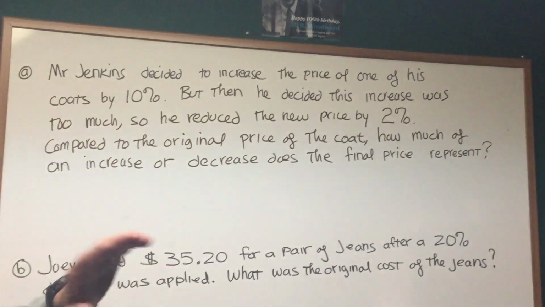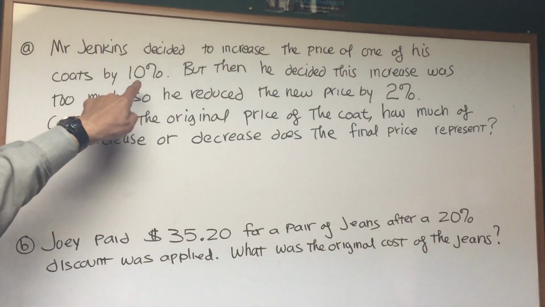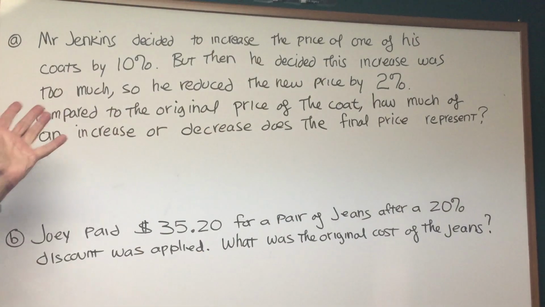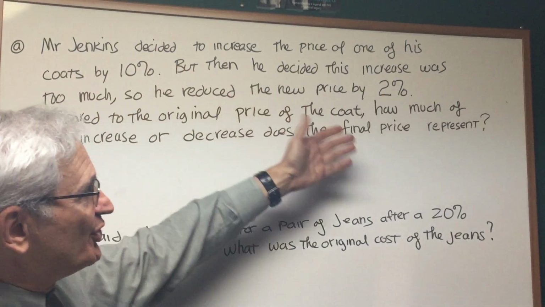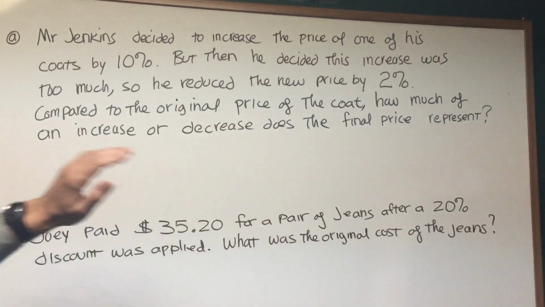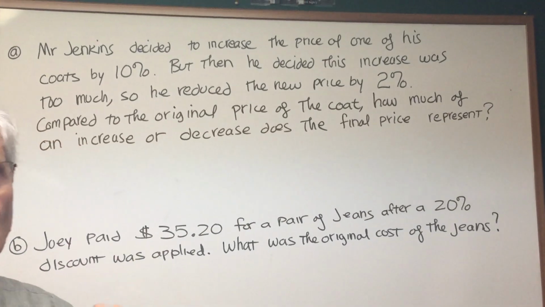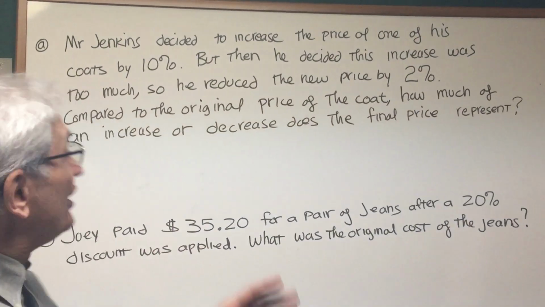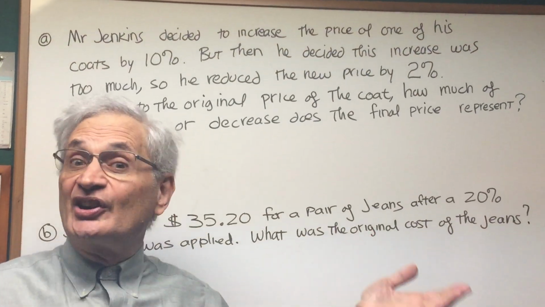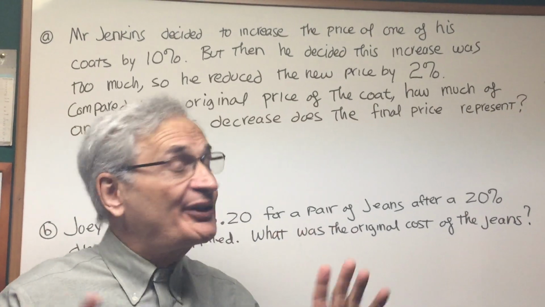Mr. Jenkins, he owns a coat store, decided to increase the price of one of his coats by 10%. And then he said, oh my God, this increase is too much. So he decided to reduce that new price by 2%. Compared to the original price of the coat, how much of an increase or decrease does the final price represent? Now, first looking at this problem, you'll say, well, he increases it by 10% and then decreases it by 2%. You might say, well, it's just 8% more than the original price, but not so fast.